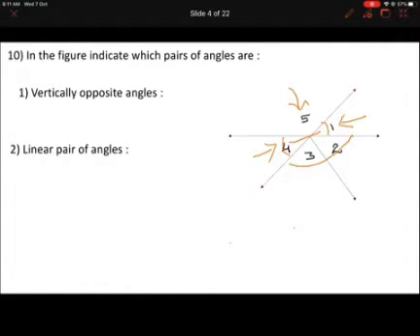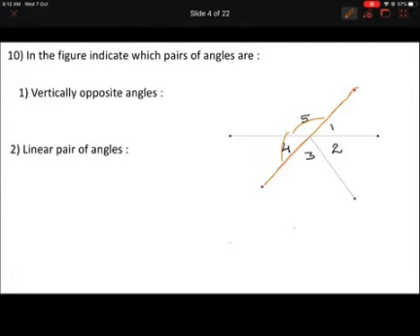So for linear pair, let me show you. Linear pair, we have angle 4 and angle 5. They are sitting on a straight line, as you all can see. So angle 4 and 5 form a linear pair, that is they are adjacent supplementary angles, so they have a special name as linear pair and the total is 180 degrees.